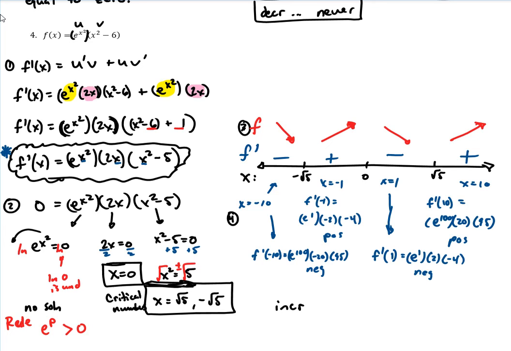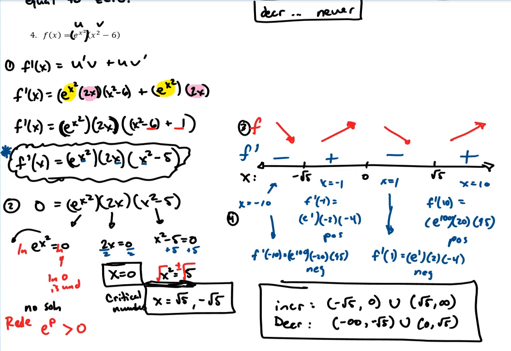All right, so where it increases, I'm going to do increases first. Negative square root of 5, comma 0. And then square root of 5, infinity. And then our decreasing interval looks like it's from negative infinity to negative root 5, and then from 0 to positive root 5.